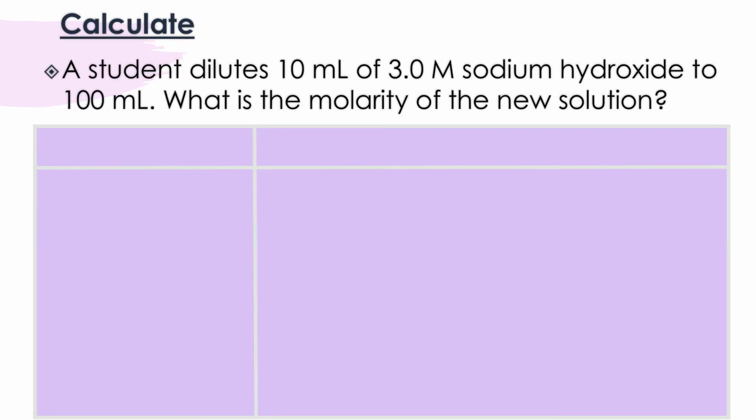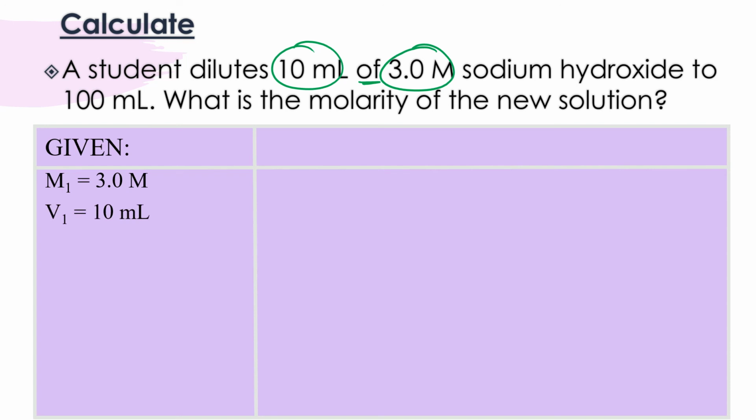We have our first calculation problem using dilution. A student dilutes 10 milliliters of 3 molar sodium hydroxide to 100 milliliters. What is the molarity of the new solution? We know that the word "of" connects the two variables. So "of" connects these two. Since this is the first set we see, I'm going to make it my V1 and M1 respectively. So given M1 is 3.0 molar, V1 is 10 milliliters. We're looking for M2, and my volume 2 is 100 milliliters.